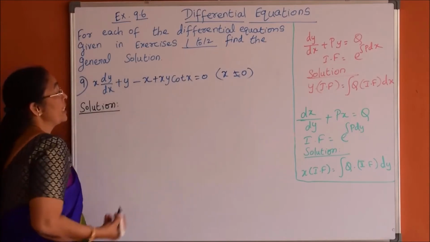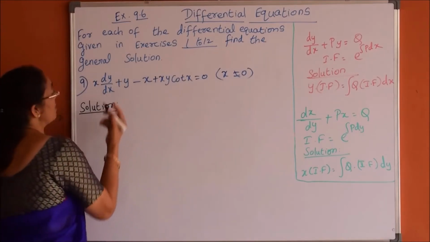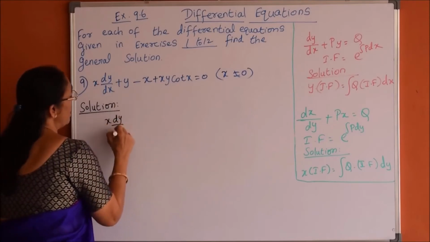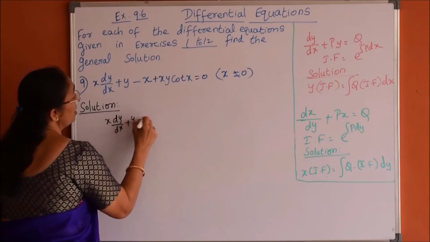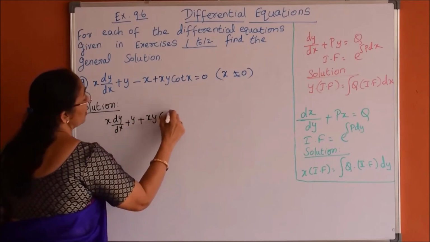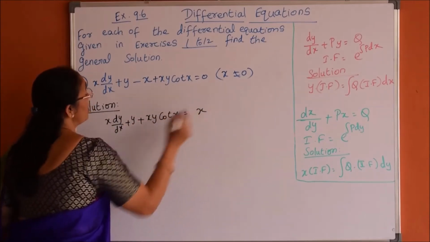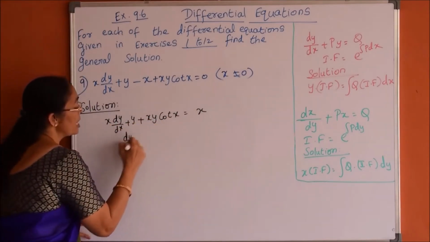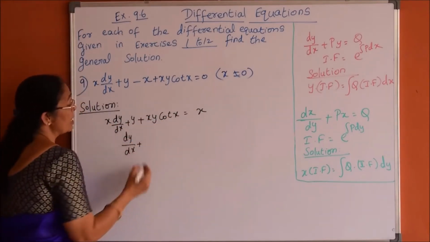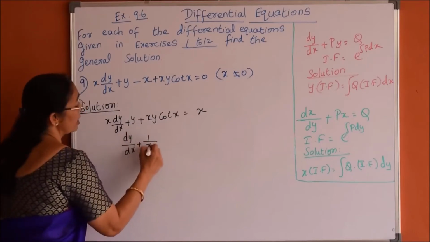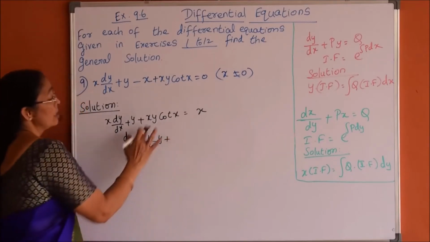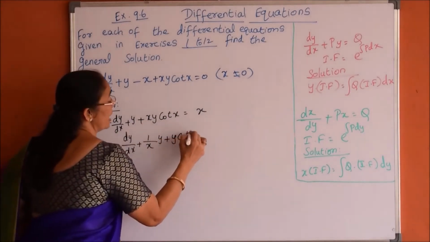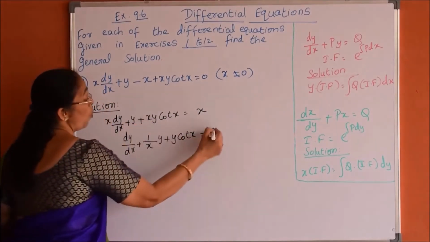9th problem, x dy by dx plus y minus x plus xy cot x is equal to 0. So let us arrange the given differential equation first. We will write this as x dy by dx plus y plus xy cot x is equal to x. Now divide throughout by x. So we will get dy by dx plus 1 by x into y plus, here dividing by x, x will get cancelled, y into cot x is equal to 1.